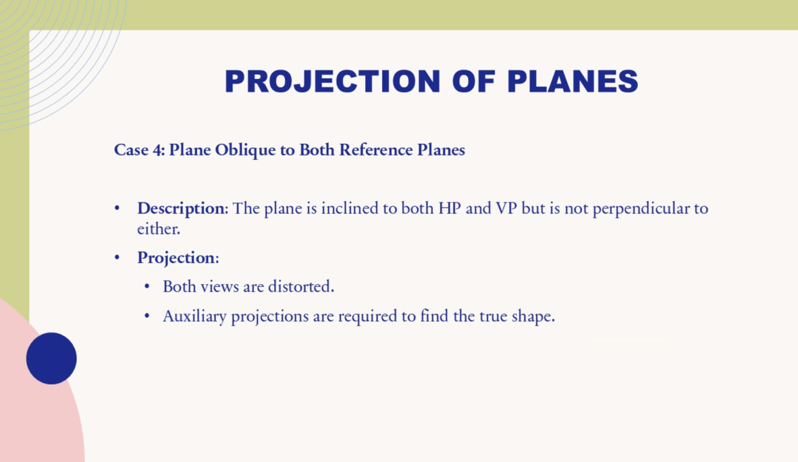design. Our most challenging plane configurations occur when a plane is inclined to both horizontal and vertical planes, or is completely oblique to reference planes. In these scenarios, both projections appear as distorted shapes, and the true size of the plane is not visible in either view. Engineers must employ advanced techniques like auxiliary projections to reveal the plane's actual geometric characteristics. This complexity highlights the sophistication required in technical drawing and spatial visualization.